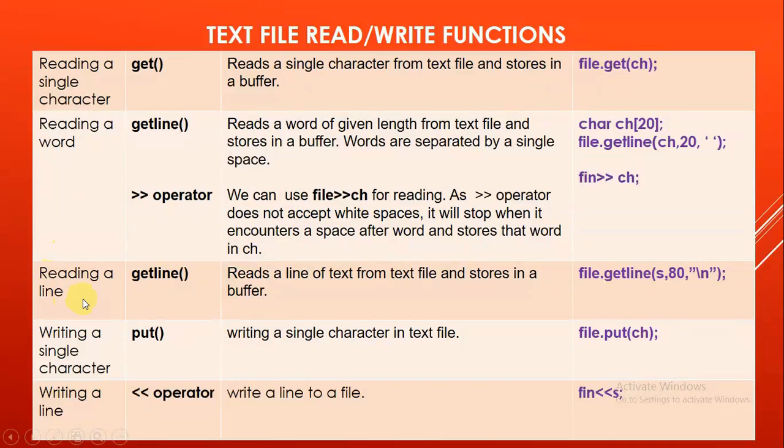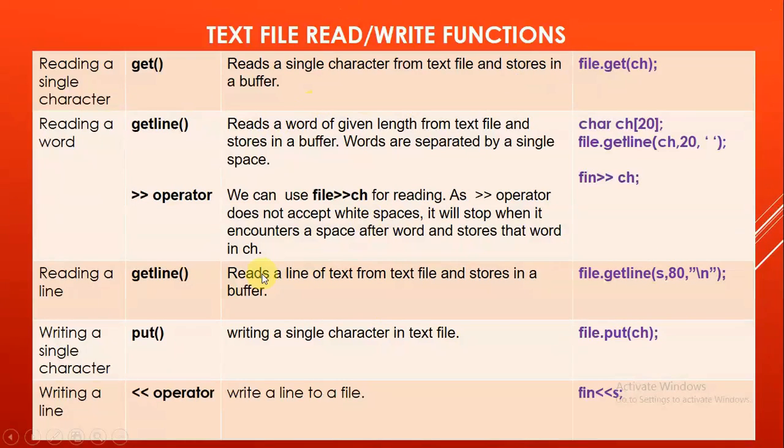Now to read one line from a file at a time, I can again use the function getline. This function reads a line of text from a text file and stores it in a buffer. I can use the command like this: file, which is the name of the file from which we are reading, file.getline(s, 80, '\n'). In this case, it will read either 80 characters or till the newline. Whichever is encountered first, it will stop there and store it in s, which is a variable of size 80 only.